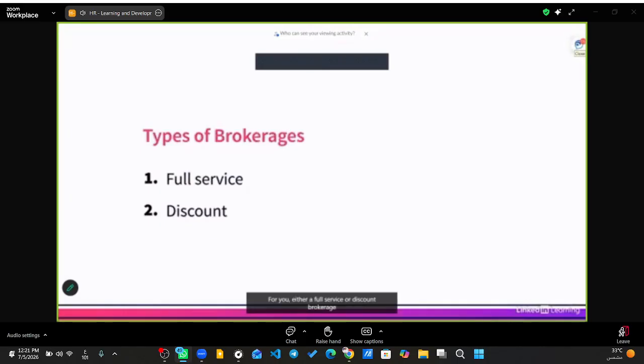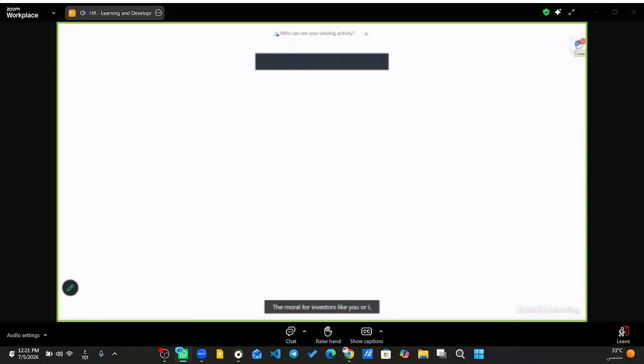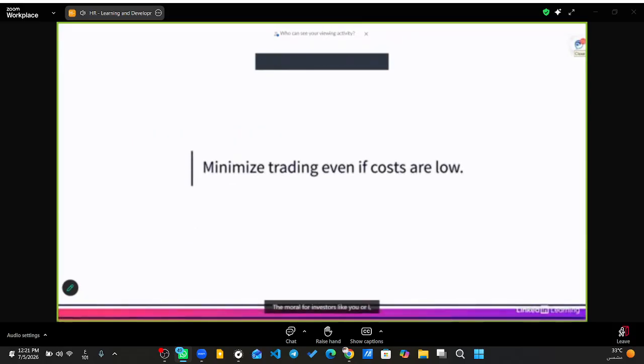For you, either a full service or discount brokerage might make sense. The true cost of trading goes beyond the cost charged by the brokerage, though. The moral for investors like you or I is to minimize trading, even if costs are low. Most people trade too much. The real challenge for investors like you is not brokerage commissions, but making bad stock market trading decisions.